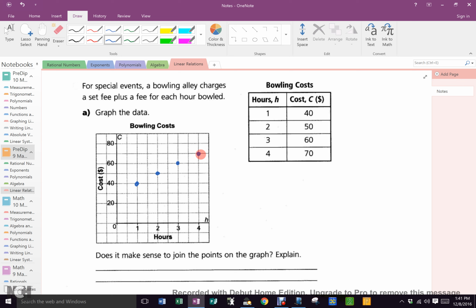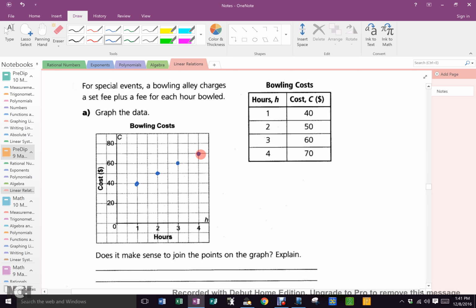What did you write here? I wrote no because even if you could move for like half an hour, it's still going to cost the same amount of work. So, based on our specific data and Sam's experience, he feels that I would not join the points. Because although there are indeed fractions of hours that you are able to bowl, he feels, much like a pizza topping, you are being charged for it. Do you all agree? So you all agree that you should not join the points. Everyone is happy with that.